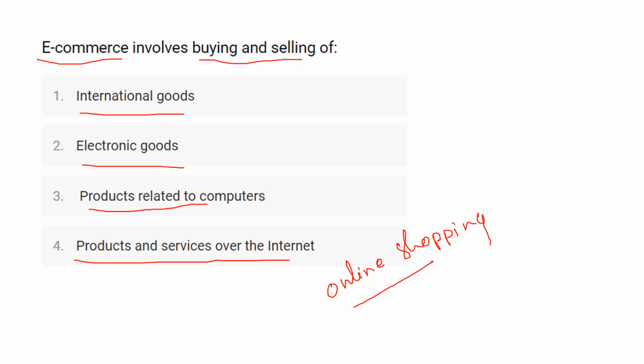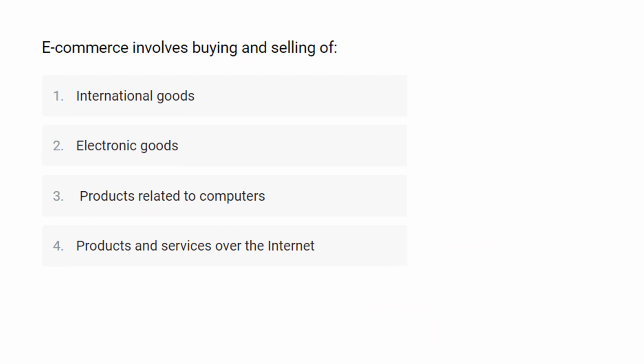Business to consumer, that is B2C, involves the online sale of goods, services and the provision of information directly to consumers. And business to business, that is B2B, refers to the online exchange of products, services or information between businesses. Selling online can help a business reach a new market and increase sales and revenue gain. So the correct answer for this question will be option number 4.